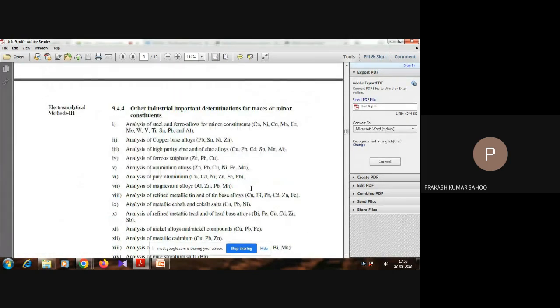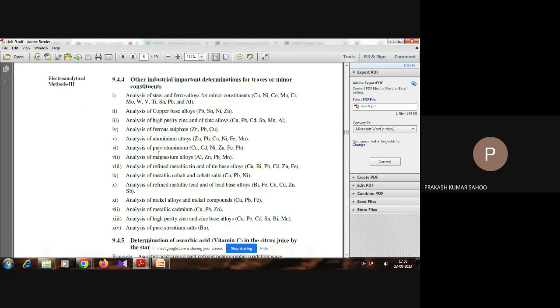Other industrial determinations for trace metals: we will be able to determine the minor constituents of trace metals like copper, nickel, cobalt, manganese, chromium, molybdenum, tungsten, vanadium, titanium, tin, lead, aluminium in steel and ferroalloy of minor constituents. And we are also able to analyze copper based alloys like lead, tin, nickel, and zinc.